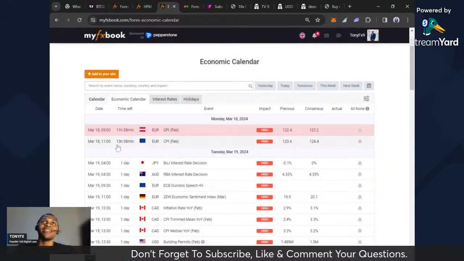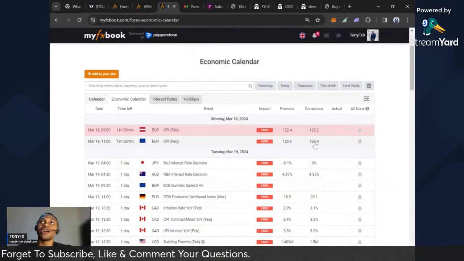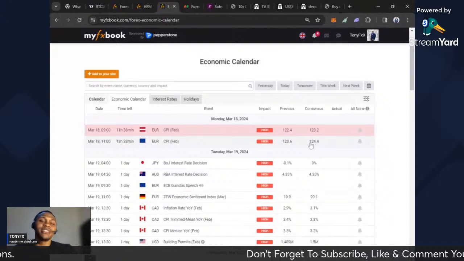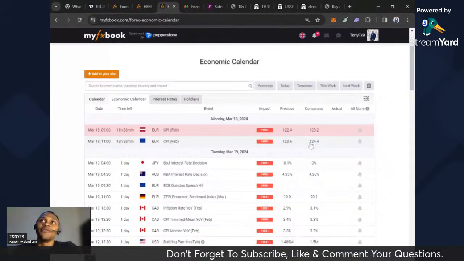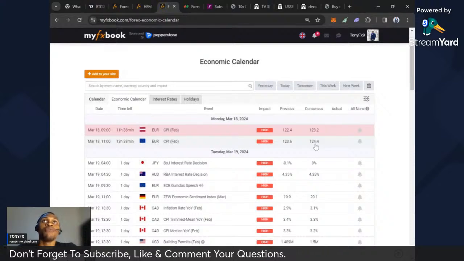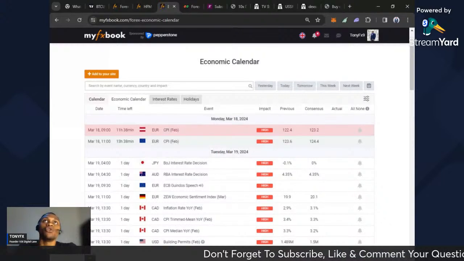Then by 11 o'clock for the Euro Central, we have CPI as well. Currently, we see consensus is 124.4, which is higher than 123.6, which is terrific. If we're able to see a figure higher than 124.4, it is excellent to see more strength and buy positions opened up on Euro USD. So watching out for Euro USD by 9 o'clock West African time tomorrow.